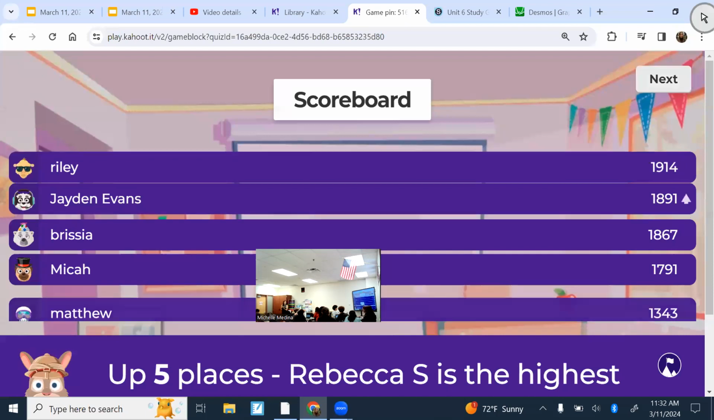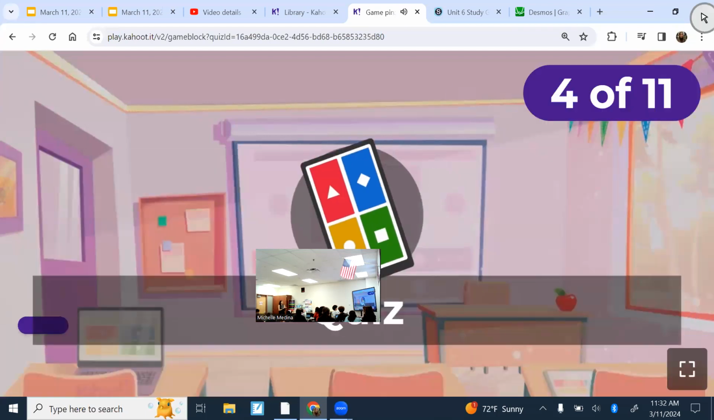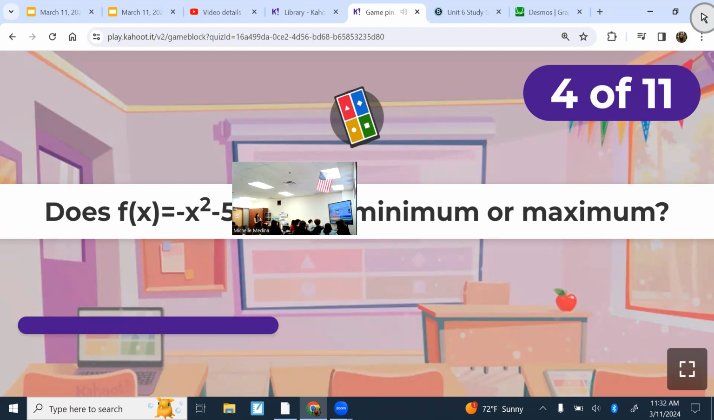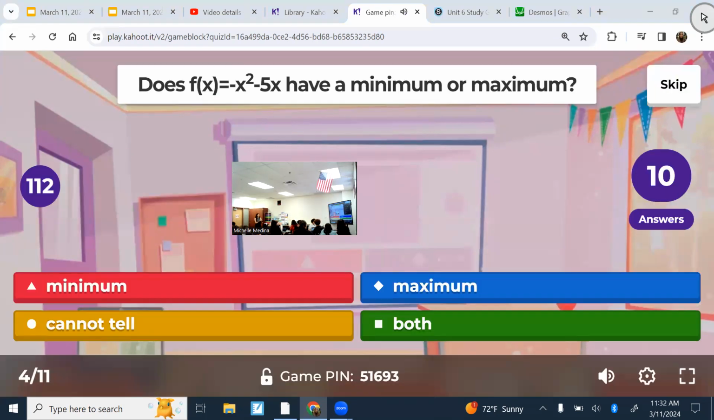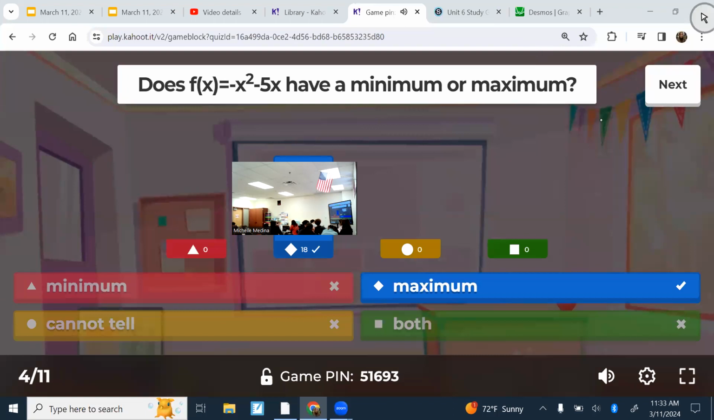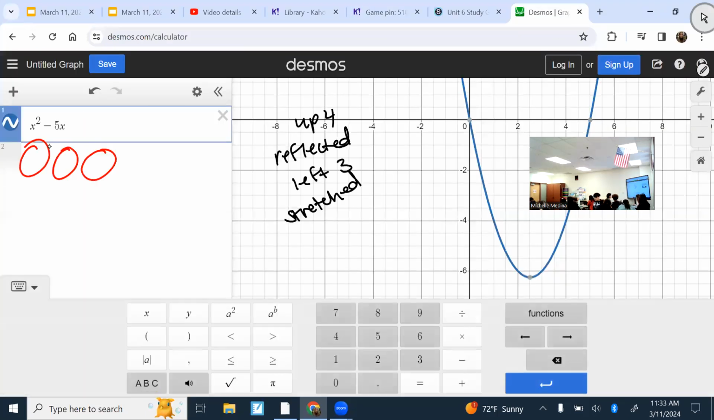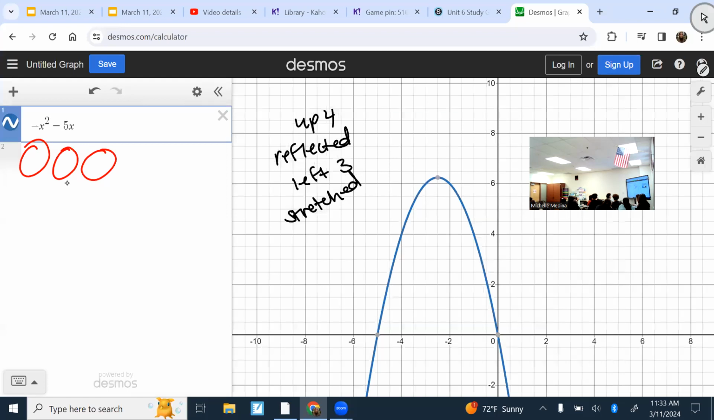All right, this may or may not be our last one, so we'll see. Does this have a minimum or a maximum? Negative x squared minus 5x. The only change from this one to the last one is that we made the number in front of the x squared negative, which we know reflects the graph. And then, of course, if you didn't know, you could always just type it in. See, is it my lowest point or my highest point, my vertex? And in this one, it is my highest point, so maximum.